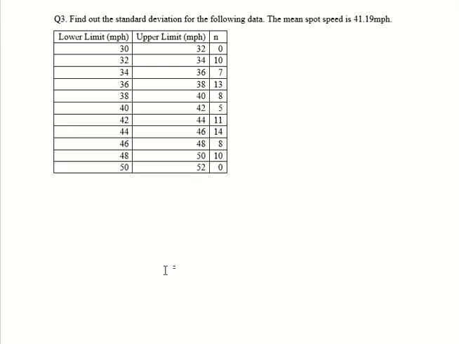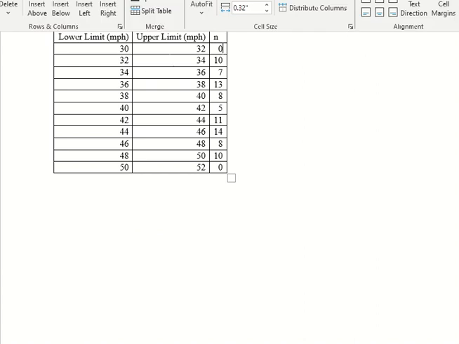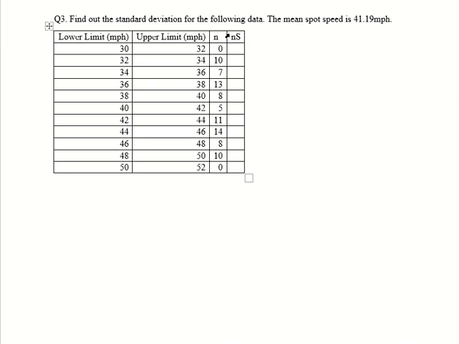Then we have question number 3, in which you are supposed to calculate the standard deviation. So for standard deviation we need the n into s square. I'll add a column here, n s square. So what is n? N is this. And what is s? The s is the middle of these two values, upper and lower.